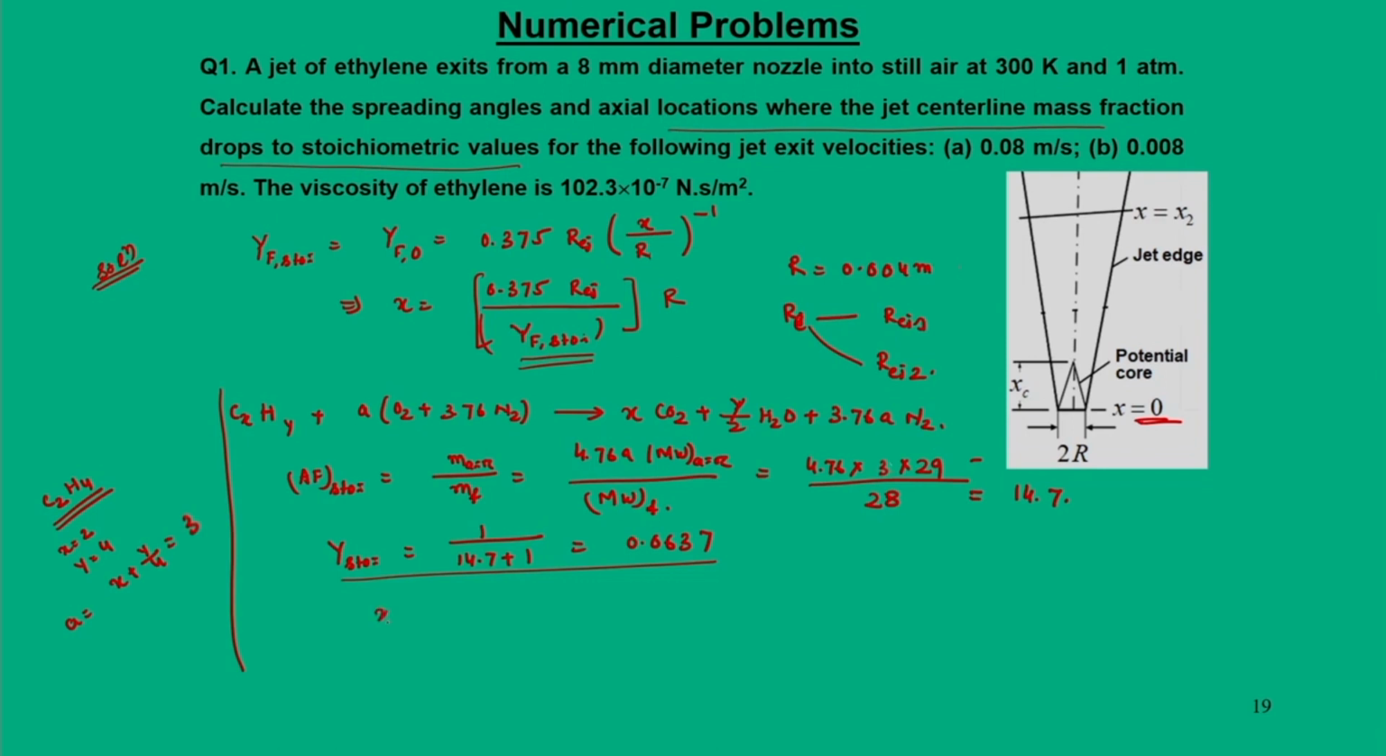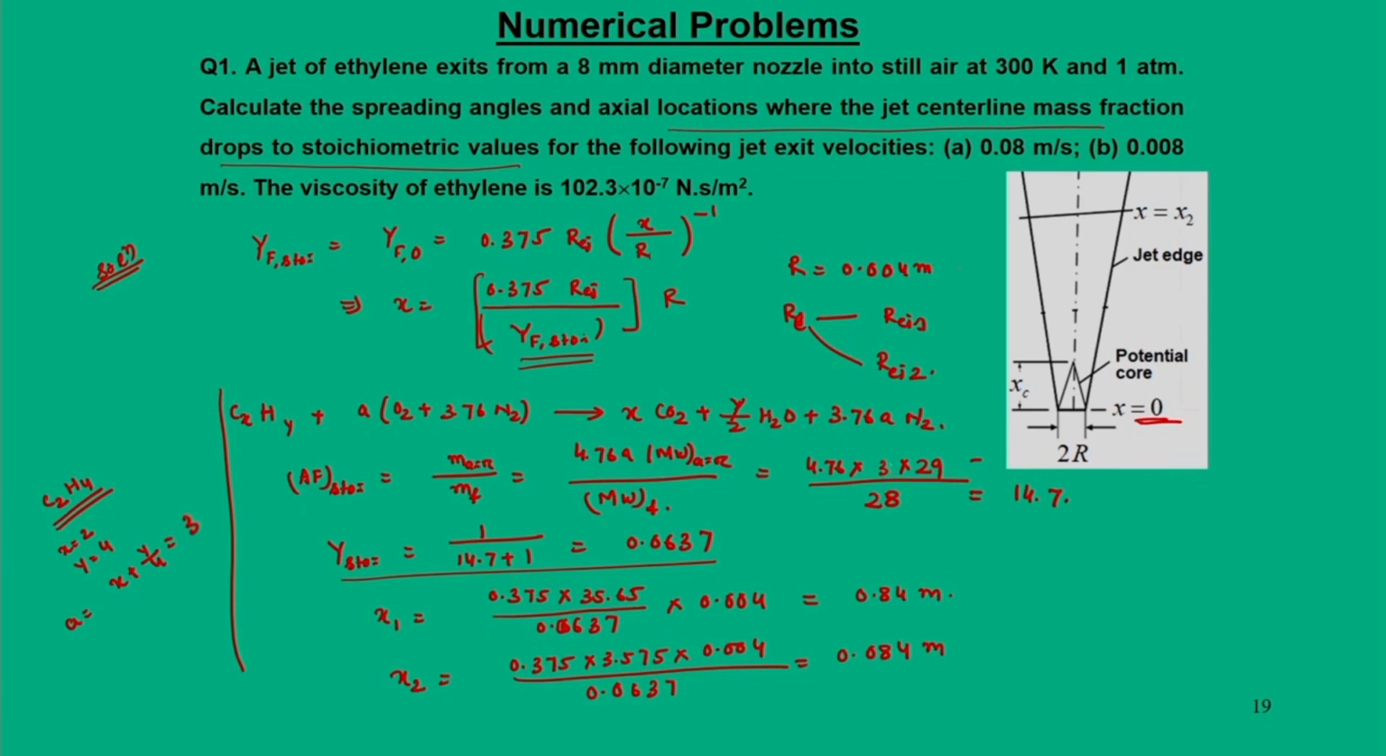Once we have the stoichiometric value, then we can find the two parameters. One is x1. x1 would be 0.375 into Rej1, where Rej1 is 35.65, divided by 0.0637 into R, which is 0.004. So, this number would be 0.84 meter. Similarly, x2 would be 0.375 into 3.575, that is Rej2, into 0.004 divided by 0.0637. This would be 0.084.